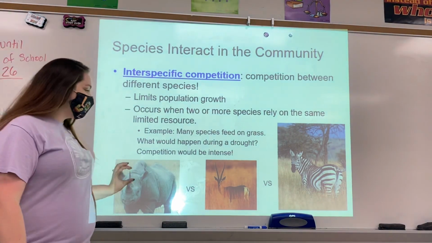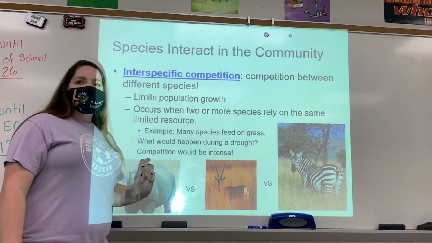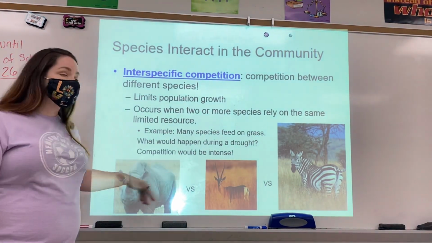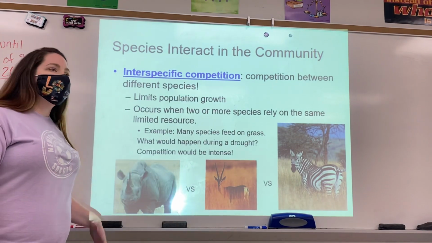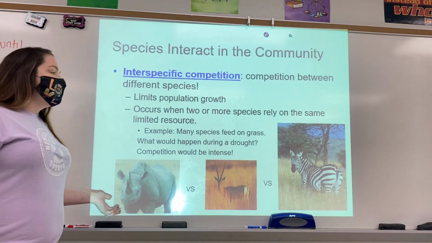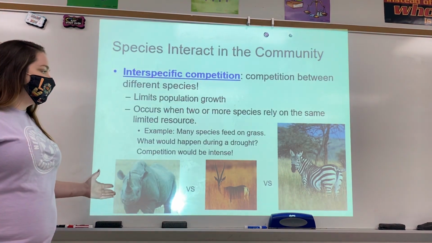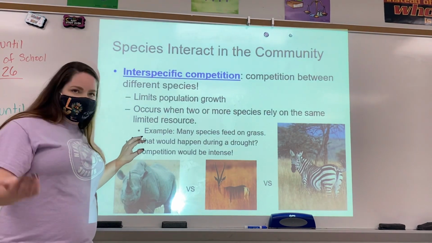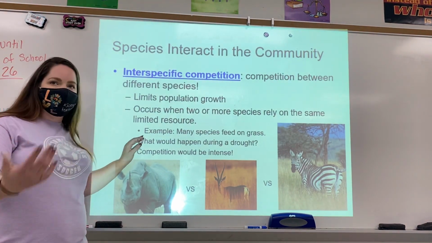So how are they going to compete with each other in order to consume that limited amount of resource? So you have a rhino, an antelope, and a zebra. They all live in the same area, the Africa savanna. They all live in this grassland area, and they're all herbivores, so they're all going to eat grass. Okay? But what happens, especially if there is a drought, or when there is a drought, because a drought usually does happen in this area.